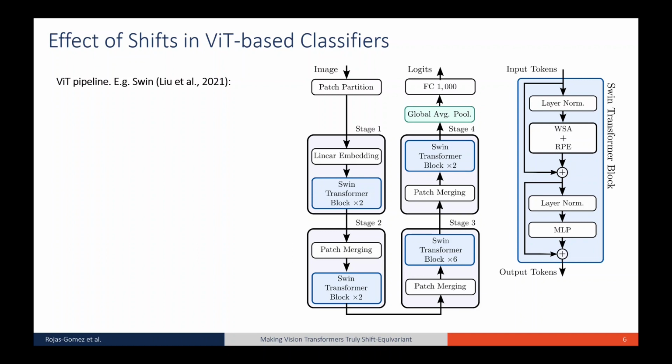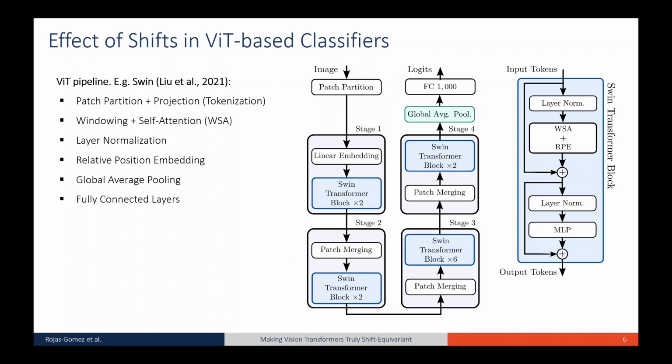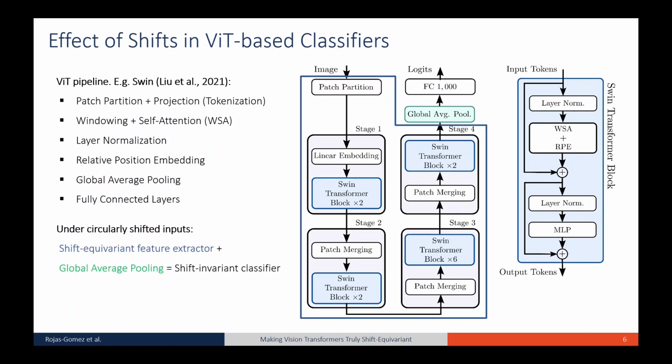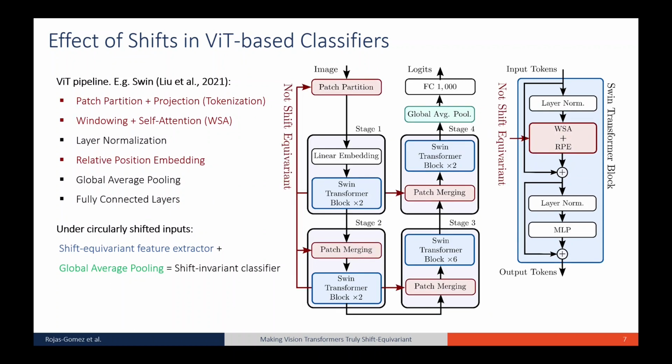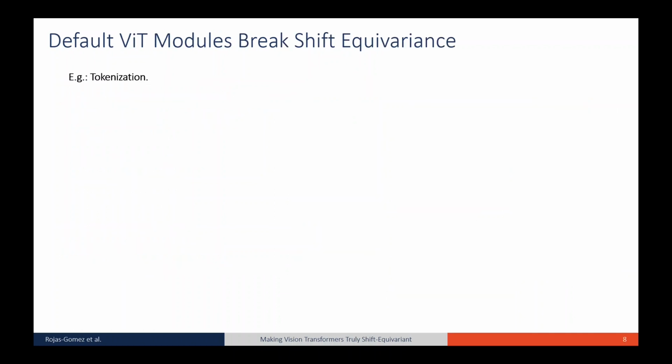For example, the Swin uses tokenization, window-based self-attention, and patch merging, among other layers, to extract tokens. These are then averaged across space and passed to a fully connected layer to generate logits. If the feature extraction step is shift-equivariant, then the global average pooling makes the model shift-invariant. However, this is not the case since several modules such as patch tokenization and merging, window-based self-attention, and relative position embedding break shift-equivariance.